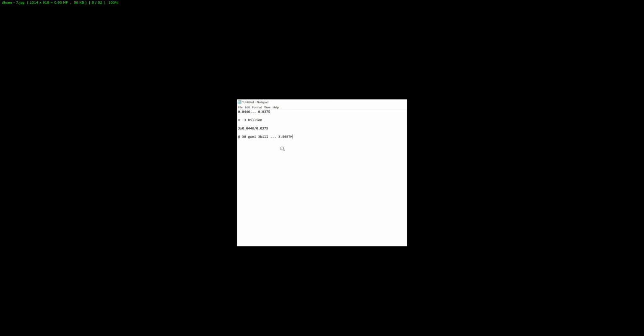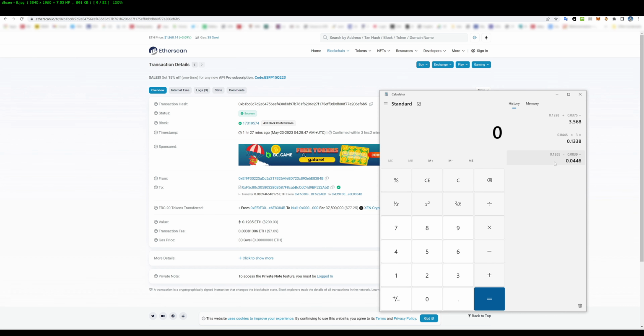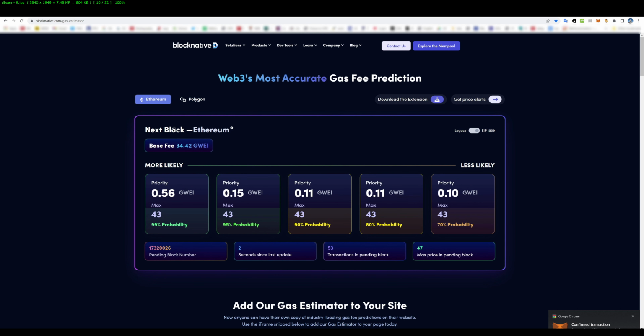So yeah, here's the calculation at Vertigway. We said it's 3.56 ether. So we check the gas. You can check it at Block Native. It's a very good site. This number fluctuates a lot, like with each block, it changes depending on the number of transactions and gas consumed in the block.